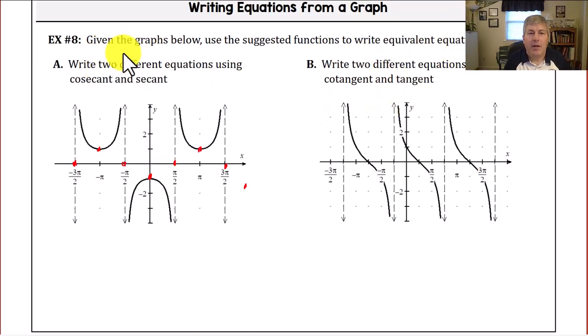In example 8, we're asked to write 2 different equations using cosecant and secant. I've taken the liberty to sketch in our zeros and our 1 points here, and let's figure out what our sine and cosine curves are, and then from there we can figure out what our secant and cosecant curves are.